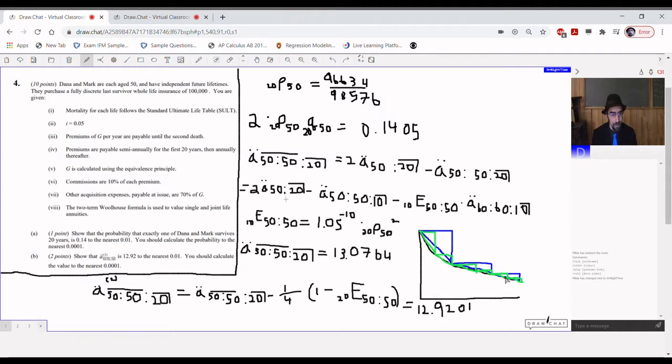So it begins. Dan and Mark are each age 50 and have independent future lifetimes. They purchase a fully discrete last survival whole life insurance of $100,000. You are given that mortality for each life follows the standard ultimate life table. Interest is 5%. Premiums of G per year are payable until the second death. Premiums are payable semi-annually for the first 20 years, then annually thereafter.